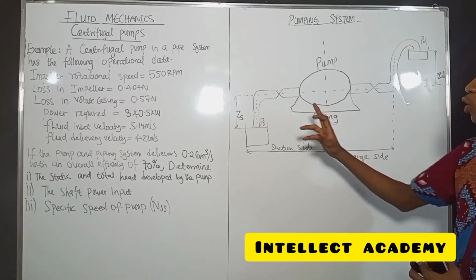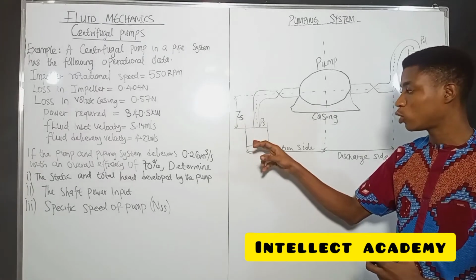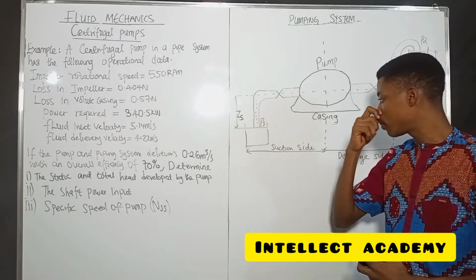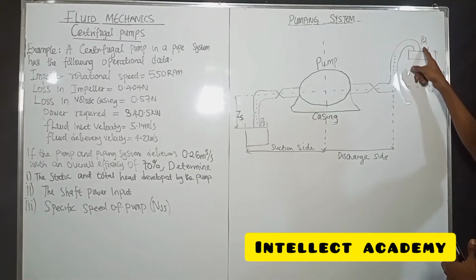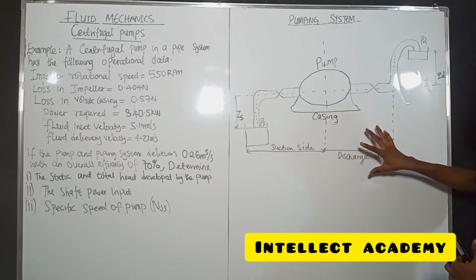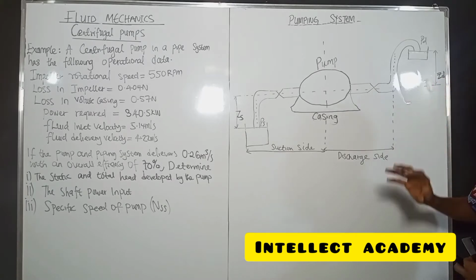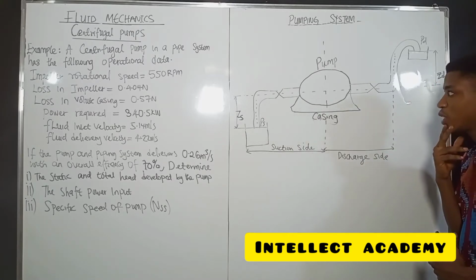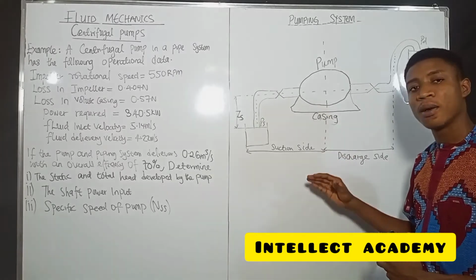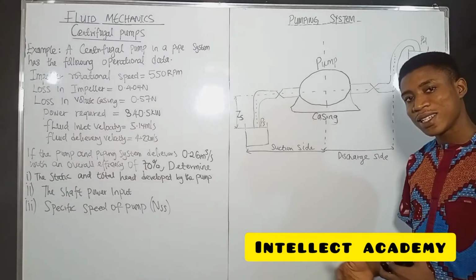So take note, there will be a pressure developed at this point in the section, which is the suction pressure. There will also be a head developed here, which is the suction head. Also take note that at this point, there will be a pressure developed at the discharge or delivery side. Also take note that there will be a head at this point too, which is called the discharge head. Now, when we are going to solve this and bring out a mathematical expression, it will obey Bernoulli's equation.